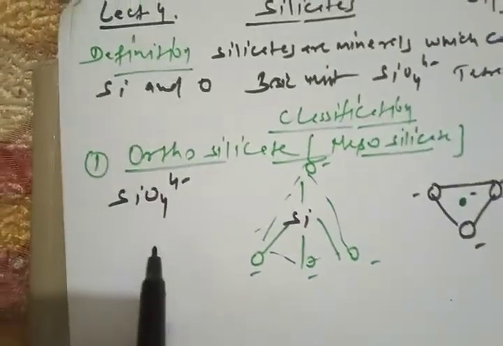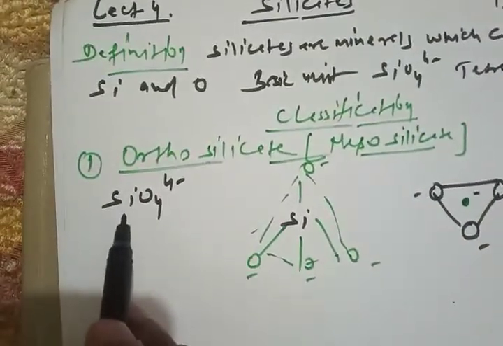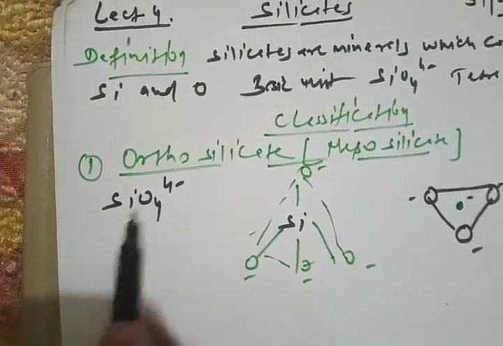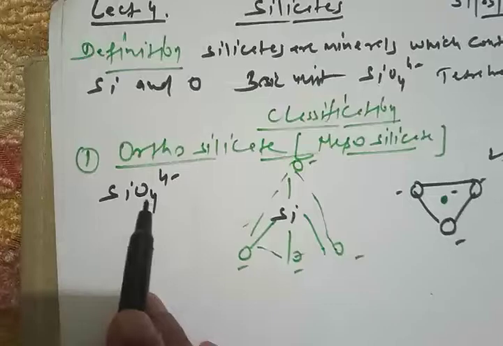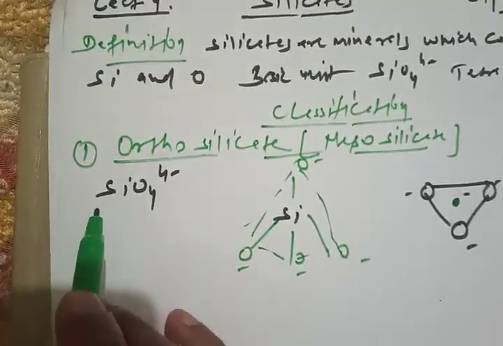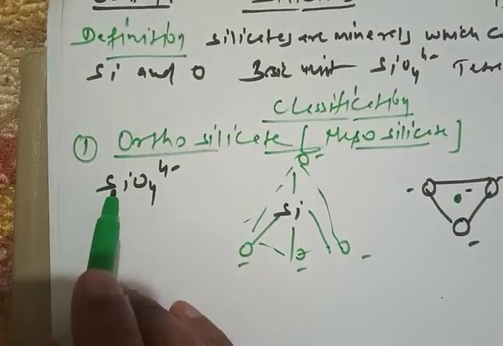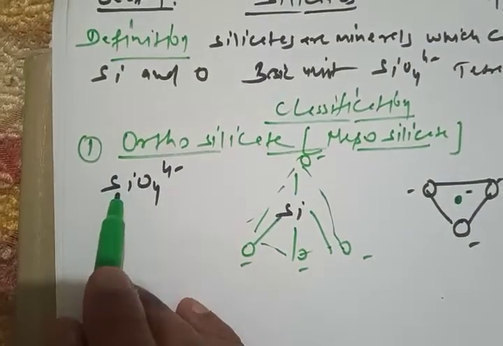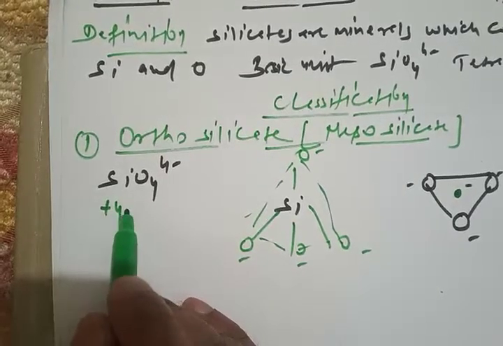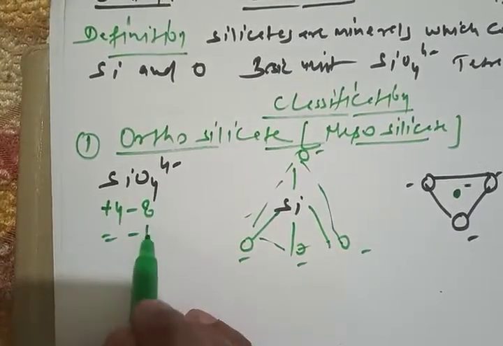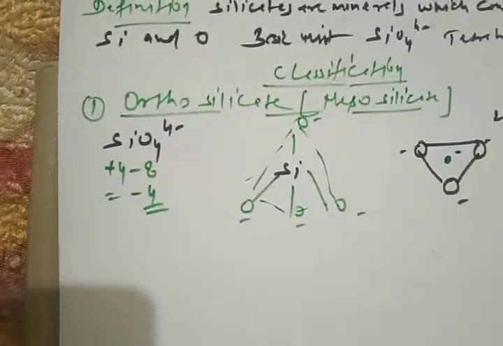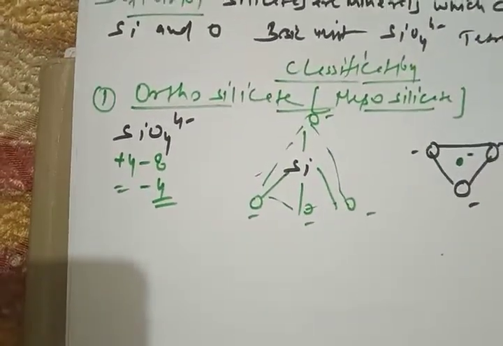One more thing I would like to inform you is how you will find out the charge on that particular silicate. In this case, we have 4 negative charge. So how does this 4 negative charge arise? No need to remember this. Only know the valency of silicon, which is +4, and the valency of oxygen, which is -2. So this will be -8, and this will give you -4. So the charge will be -4. No need to remember this, you can easily find it out.